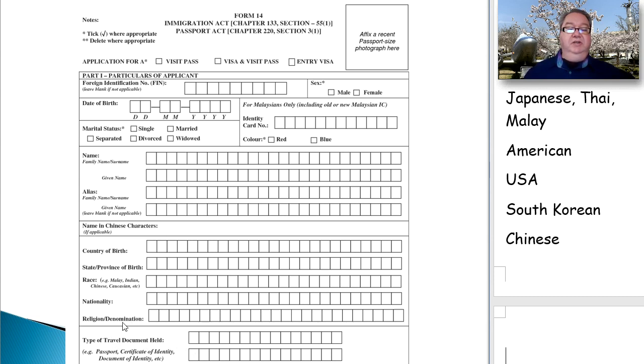Religion or denomination. Religion would be like Christian, Buddhist, Hindu. Okay. Denomination is like the division of the religion. For example, in Christianity, there are many different groups of Christians. There are Baptist, Presbyterian, Lutheran. Those would be the denomination.